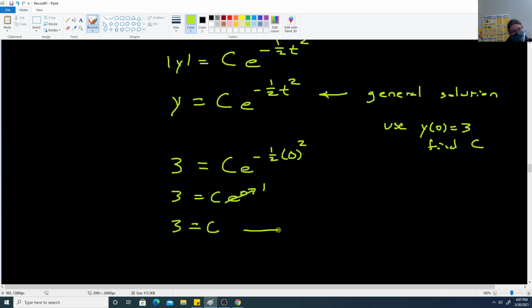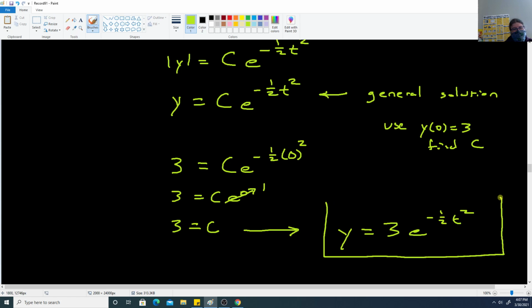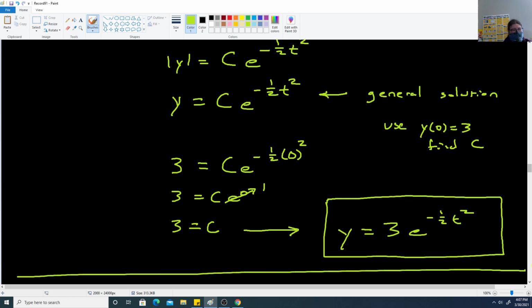So from here, I can say, all right, my particular equation that solves that initial condition is this right here. So I have the general solution. The general solution gets me down to here. Then I have to use the extra information, and that lets me figure out the particular solution for that problem.